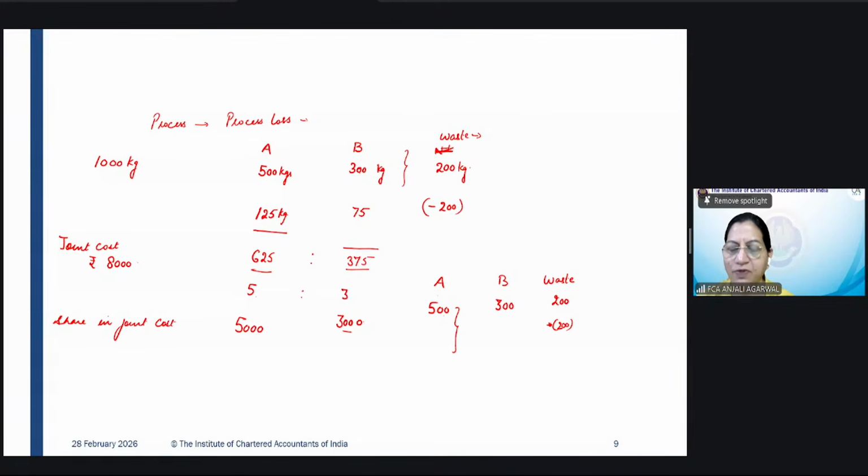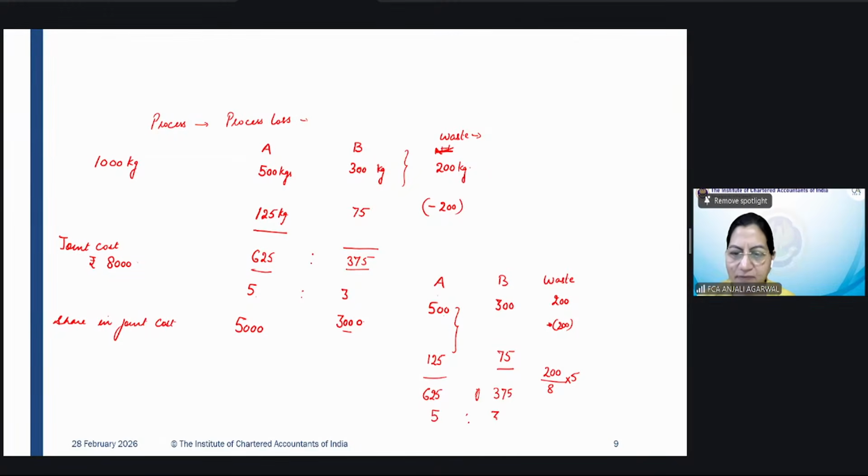Now in what ratio will you divide 200? Once again 5:3. So 200 divided by 8 into 5. It's 25. 200 by 8 is 25, 25 into 5, 125 kgs of waste A will bear, and remaining 75 kgs of waste B will bear. So the total cost in physical measurement will be divided in the ratio of 625 to 375. So once again, this becomes 5:3.